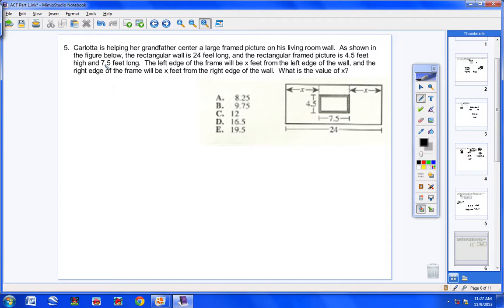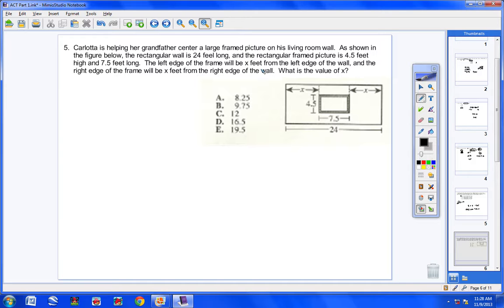Carlita or Carlotta, maybe it was Carlita. Well, maybe I typed it wrong. Either way, Carlita is helping her grandfather center a large frame picture on his living room wall. As shown in the figure below, the rectangular wall is 24 feet long, and the rectangular frame picture is 4.5 feet high and 7.5 feet long. The left edge of the frame will be X feet from the left edge of the wall, and the right edge of the frame will be X feet from the right edge of the wall.